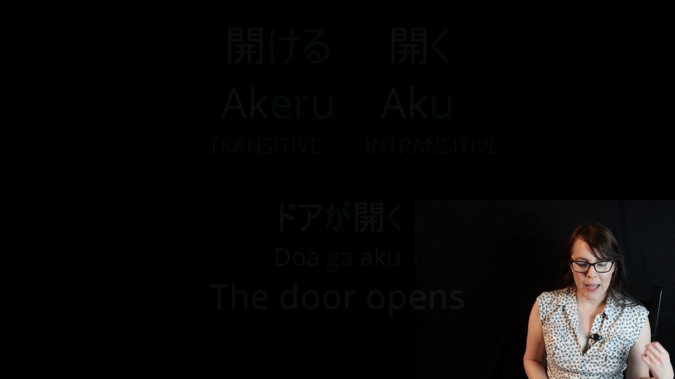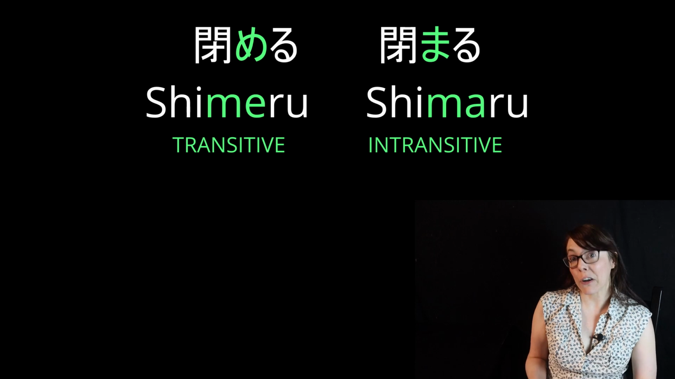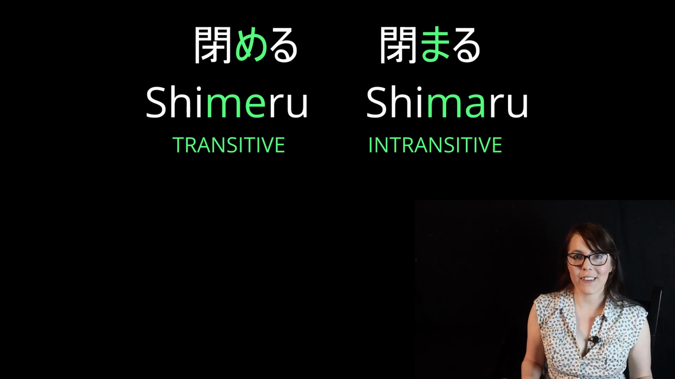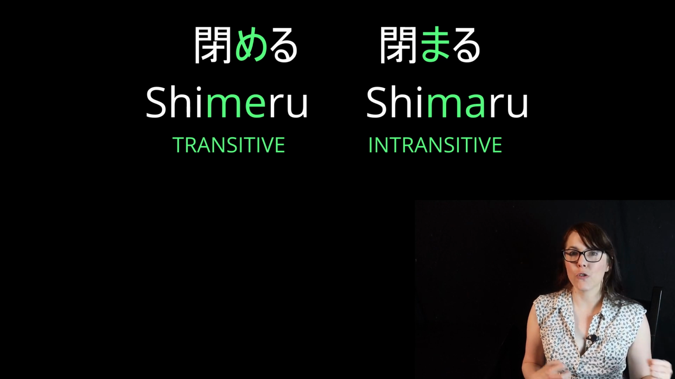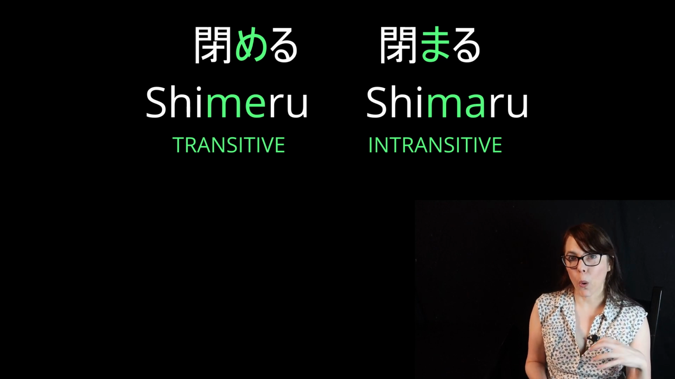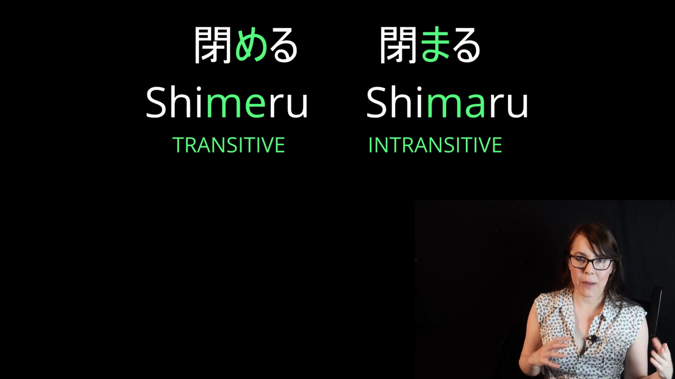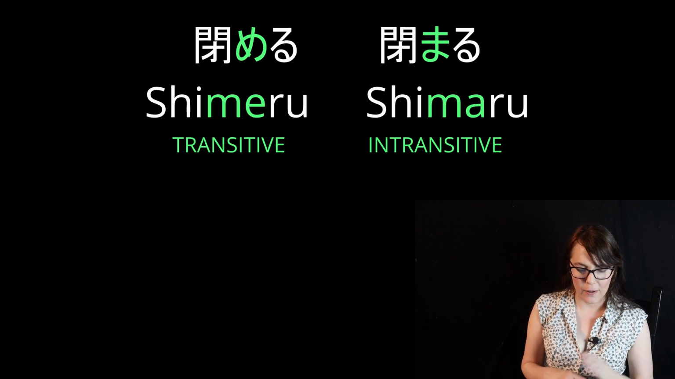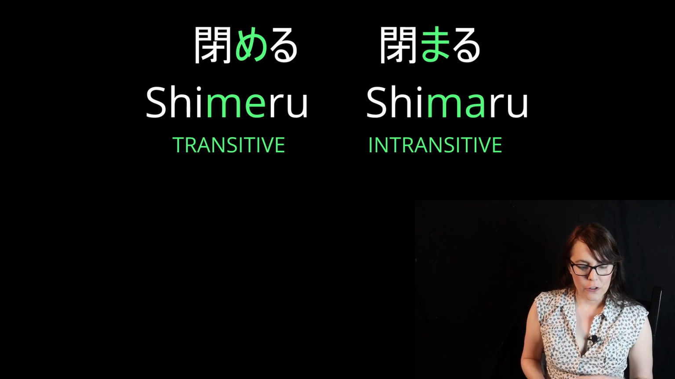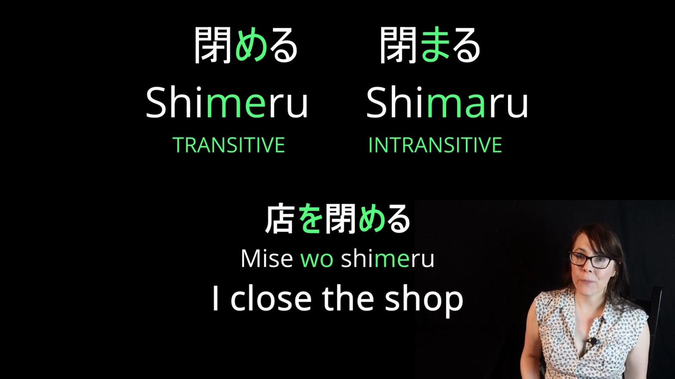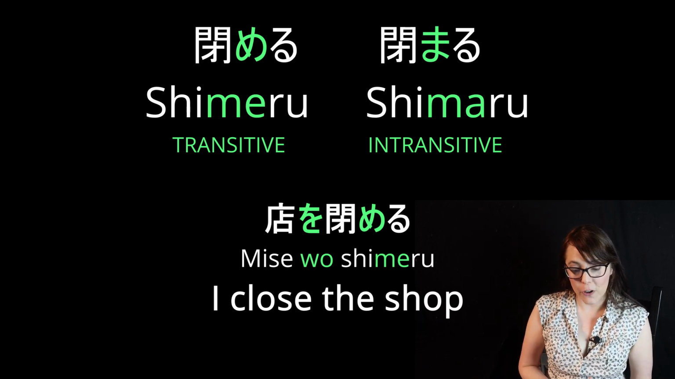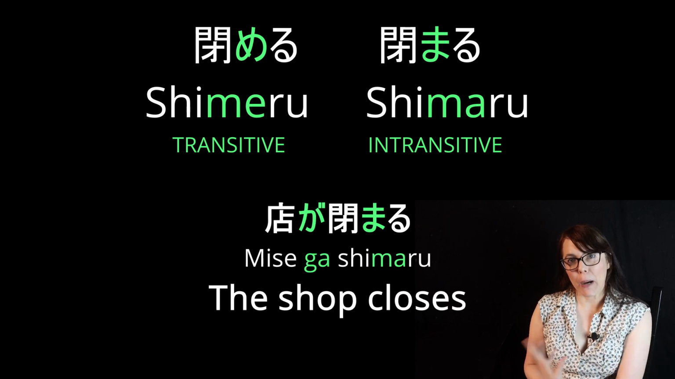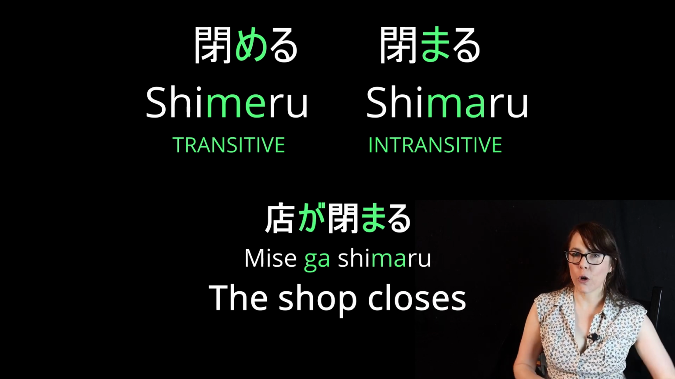Here's another pair, shimeru versus shimaru. Again, note, almost identical, same kanji. It's just that middle hiragana character goes from me to ma. Ma, mi, mu, me, mo. Same column, just different vowels. So, mise wo shimeru. I close the shop, you close the shop, they close the shop, somebody closes the shop, versus mise ga shimaru. The shop closes. Nobody closes the shop, it does so of its own volition.